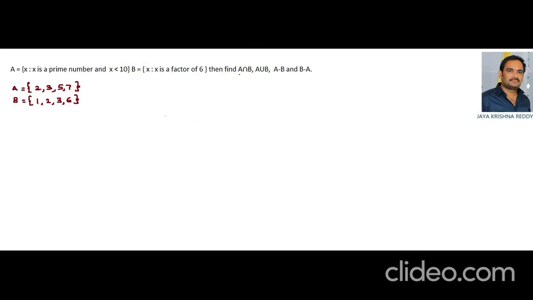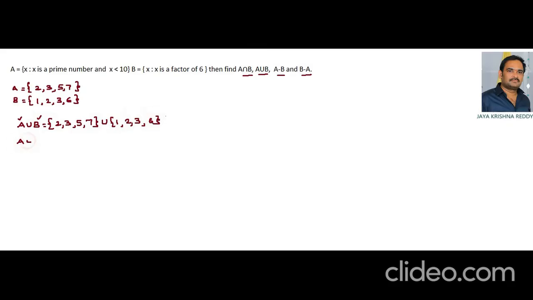For these sets, we have to find A union B, A intersection B, A minus B, and B minus A. Let us first find A union B. So A union B equals, first write the set elements from set A: 2, 3, 5, and 7, union of, and next you have to write the set B. So elements 1, 2, 3, and 6.